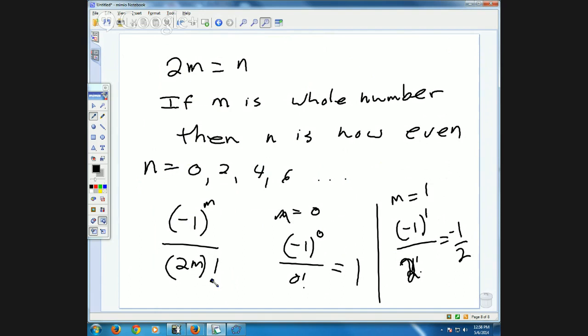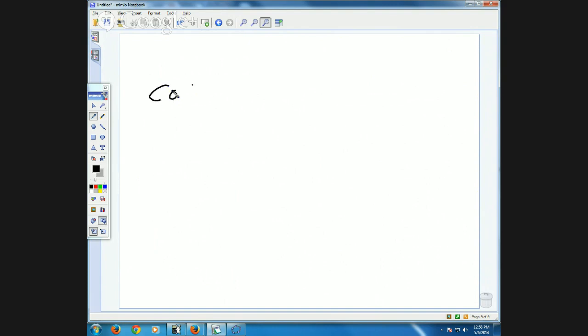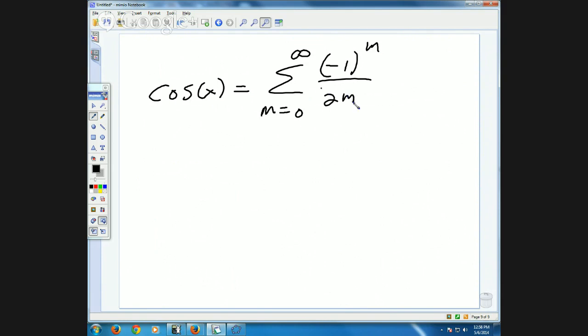Okay, so I think I have a series now for cosine. I think the cosine of x is equal to the infinite series as m goes from 0 to infinity of -1 to the m over (2m) factorial times x to what power? The m or the 2m? 2m is correct.